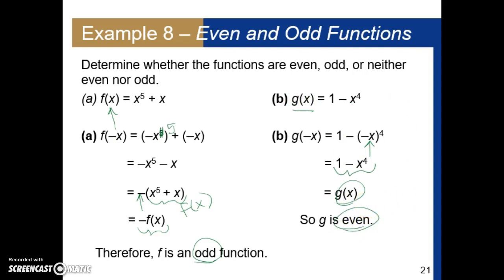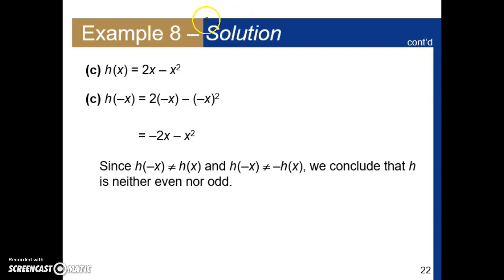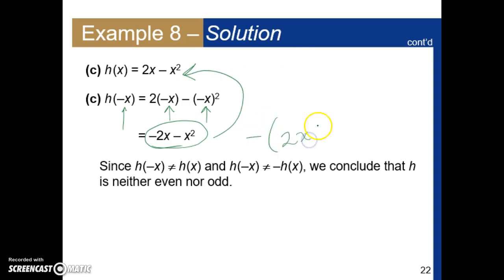Now, not every function is either even or odd. Some of them are neither, and here is an example of that. If we have h of x, which is 2x minus x squared, and we feed that a negative x value, everywhere there's an x we put a negative x, and clean it up, we are not going to algebraically be able to get the original function back, or even to get the opposite of the original function back. This is not h of x because it has a minus here and not a plus. So this is neither even nor odd.